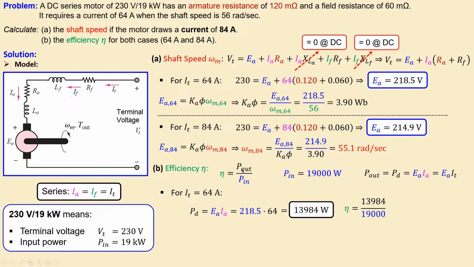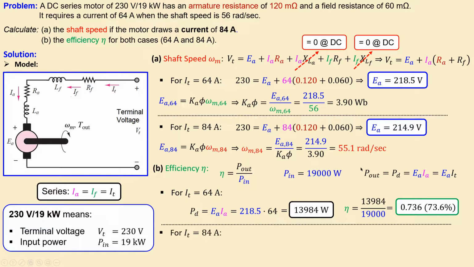Now we can calculate the efficiency. Efficiency is again given by P out over P in. We know the P out, or the PD, it's exactly the same. And we have the P in, and we can now calculate the value in scalar form, which is 0.736, or 73.6%.